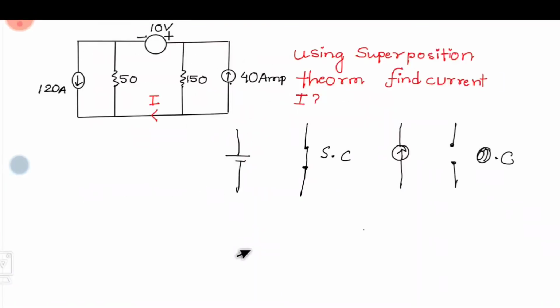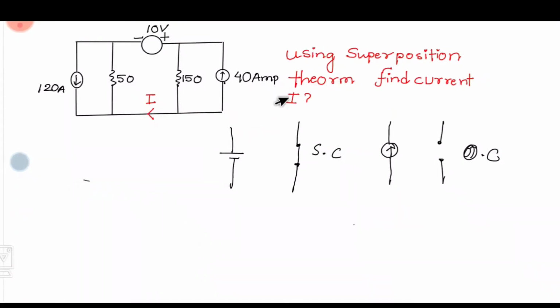Now it would be easier to understand if we take an example. Look, in this question we have to find the current I. Okay, and this is the response. We have to determine this response for each of the sources. Look, there are three sources. One is this source, one is this source, and one is this source. So we will consider all these three sources separately one by one and find this response separately, and then we will add up all these three responses.